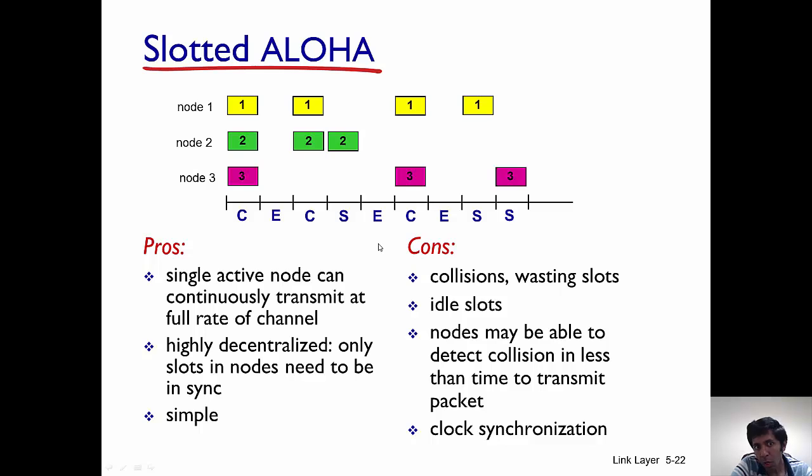But the cons, as you've seen, is there are lots of collisions. And we assume that nodes will be able to detect these kind of collisions as well. So the number of collisions that occur here is really high.